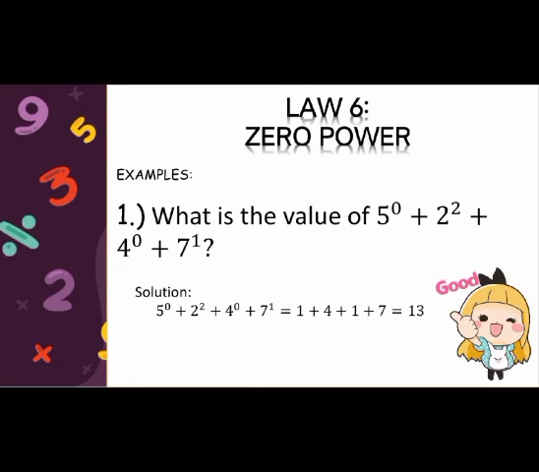So for example, what is the value of 5 to the power of 0 plus 2 squared plus 4 to the power of 0 plus 7 to the power of 1? So we're going to simplify that. 5 to the power of 0 is equal to 1. 2 squared is equal to 4. 4 to the power of 0 is equal to 1. And then 7 to the power of 1 is equal to 7. So we're going to add that, and we'll get the sum of 13.